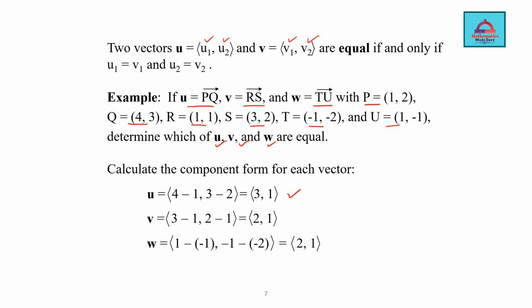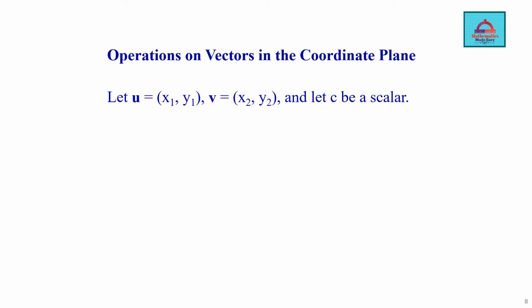Then you find vector v, which is vector S minus R. So it is 2 comma 1, and similarly w, which is this. So you can see these two are equal, but this is not equal. So we can conclude by saying v is equal to w, but v is not equal to u, and w is not equal to u. So you have to check the component form to check for equal vectors. Now let's revise operations.